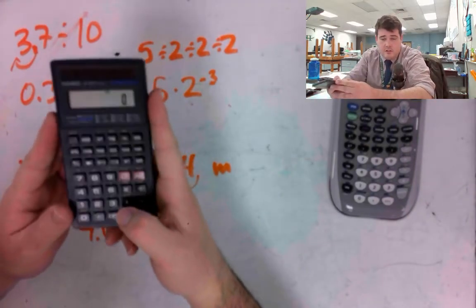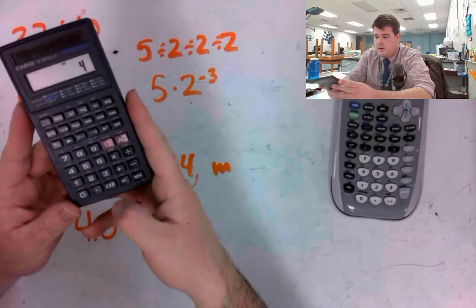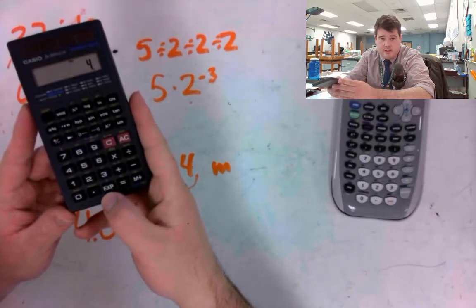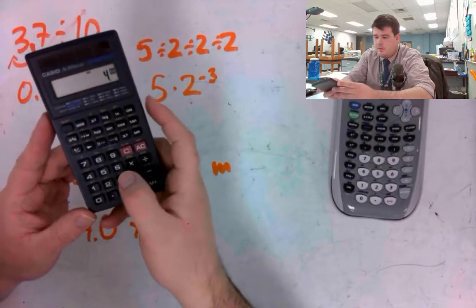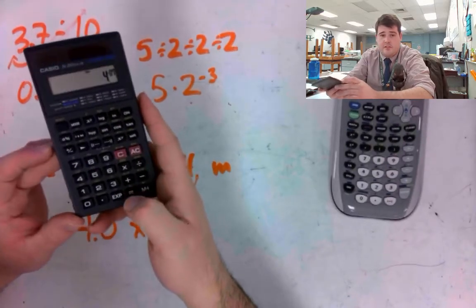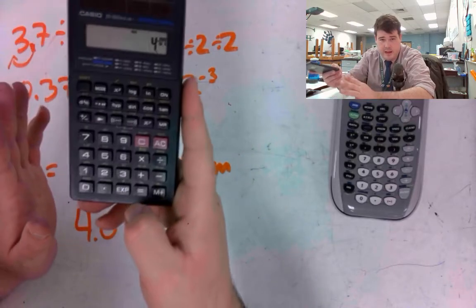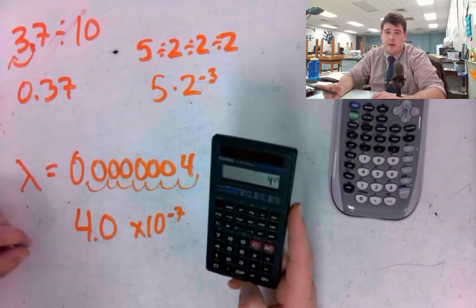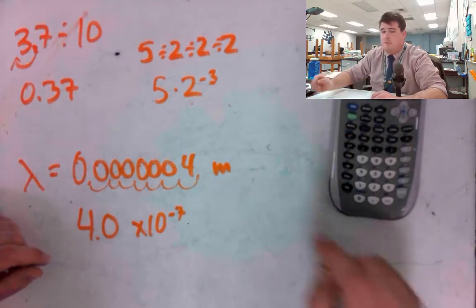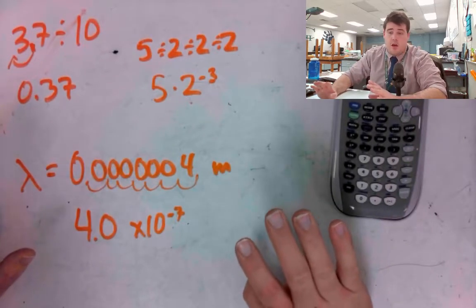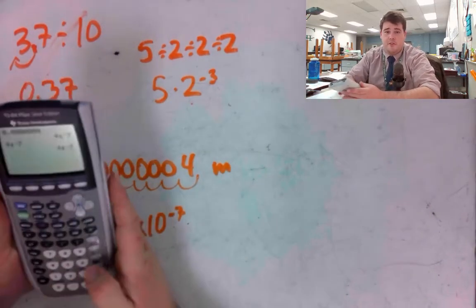Here's a Casio, and this one's actually pretty easy. 4, and it's got this button here that says EXP. That stands for exponent. And then I could type in our -7, and there it is. That's how the Casio handles it. So whatever calculator you've got, play around with it and figure out how your calculator can handle it. But that is a common mistake. Students don't know how to do it.